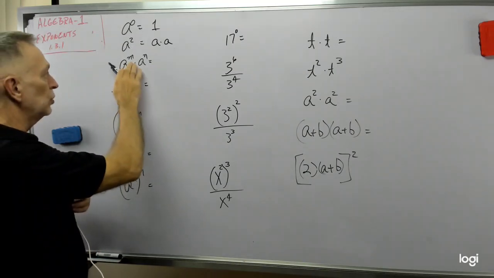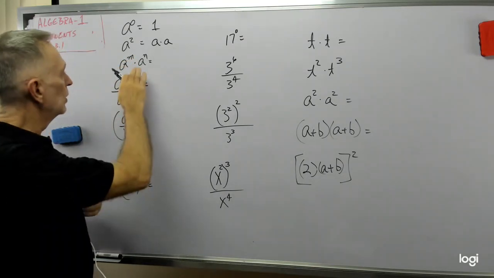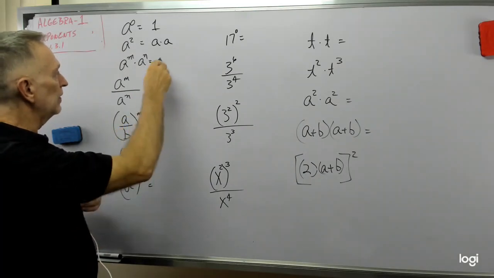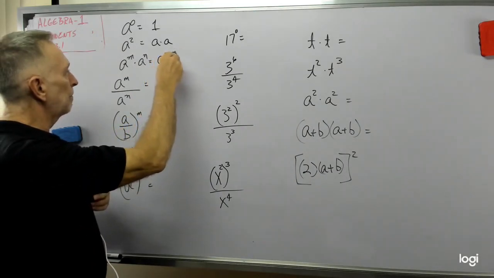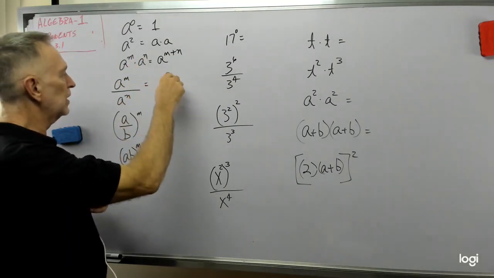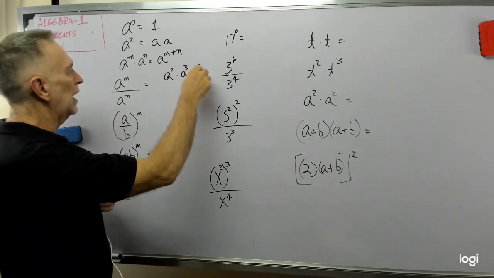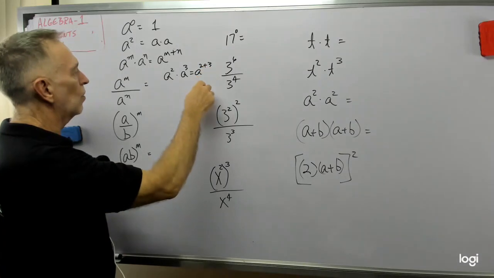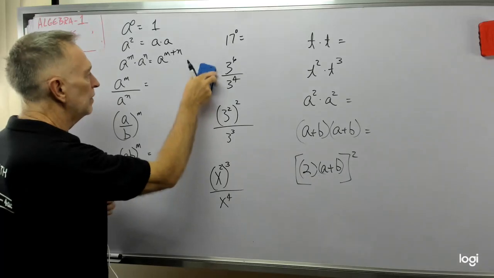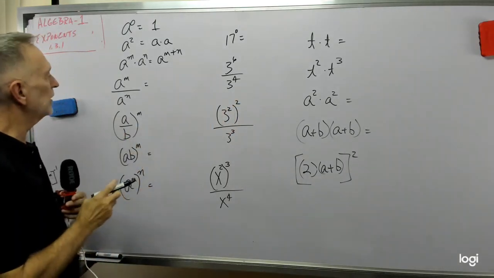If I have two different exponents, now I have a raised to the m power times a raised to the n power. And that equals a to the m plus n. So I'm just adding those exponents. So if this was a to the 2nd power times a to the 3rd power, that would equal a to the 2 plus 3 or a to the 5th power. And there's other ways to do that. We'll talk about those over there.